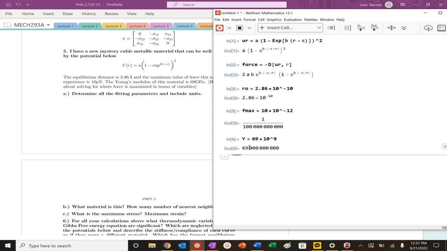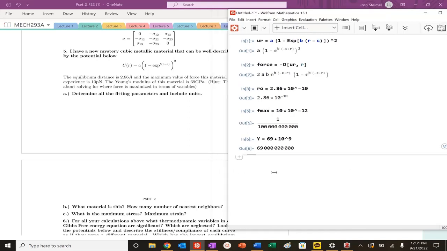Excellent. So we need to determine the fitting parameters and units. We already know the units. A has to be in joules, B needs to be in inverse meters, and C has to be in meters as well. And then we need to find maximum stress and maximum strain. Number of nearest neighbors, it's simple cubic, so we know our Z, number of nearest neighbors, is going to be equal to 6. And now we can start working on this problem.